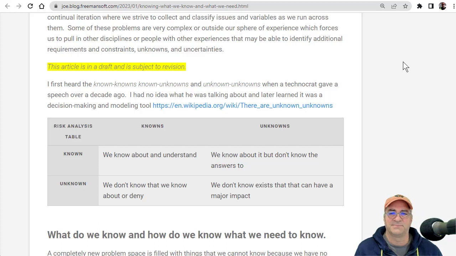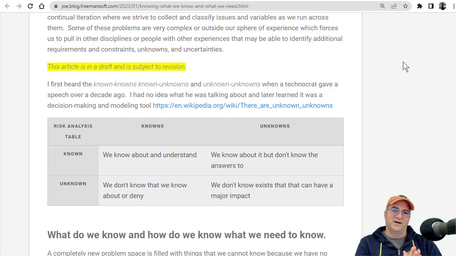I even saw an example on Wikipedia about the known unknowns related to chemistry, right? We can actually run chemical analysis against something we don't know what it is, and if we run the analysis against it, we can determine what it is. So I think it's really interesting. So we have the known knowns, the known unknowns, the unknown knowns, and the unknown unknowns.